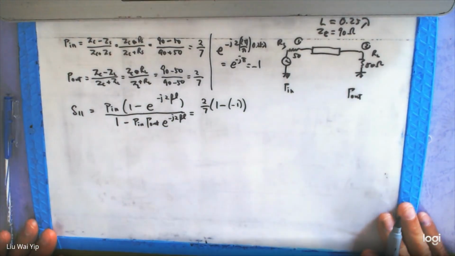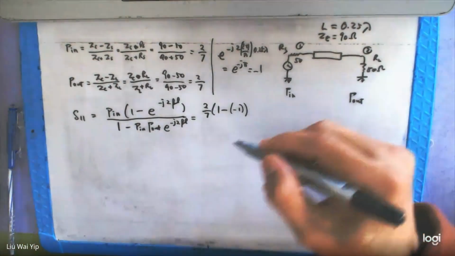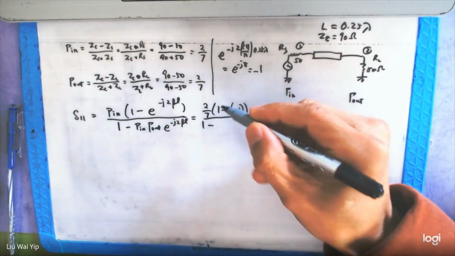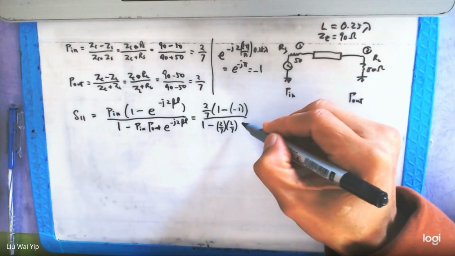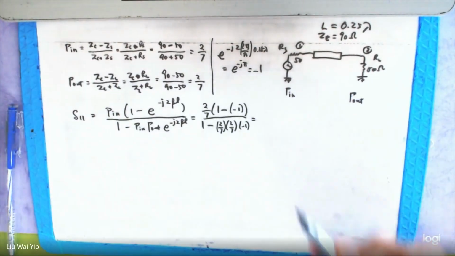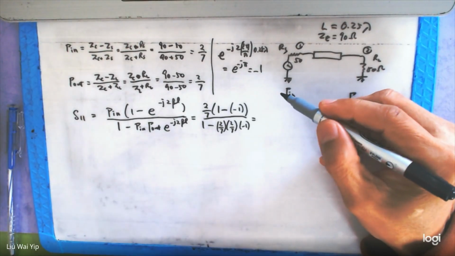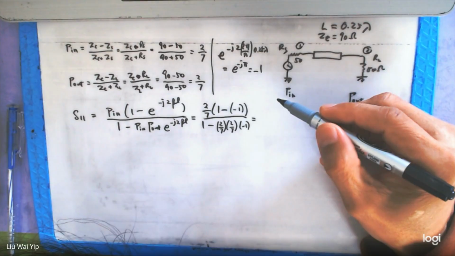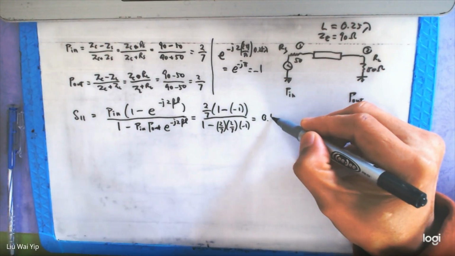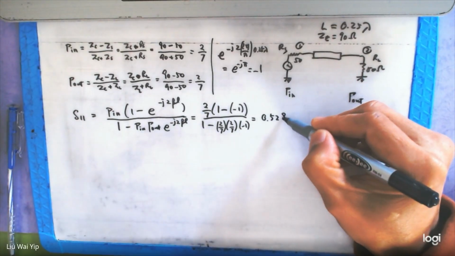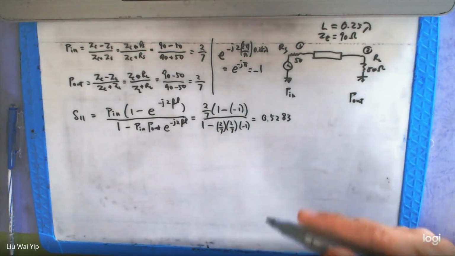Divided by 1 minus 2 over 7, 2 over 7, and then minus 1. So if you do it very carefully, you will get 0.2583. So this is the answer for the S11.